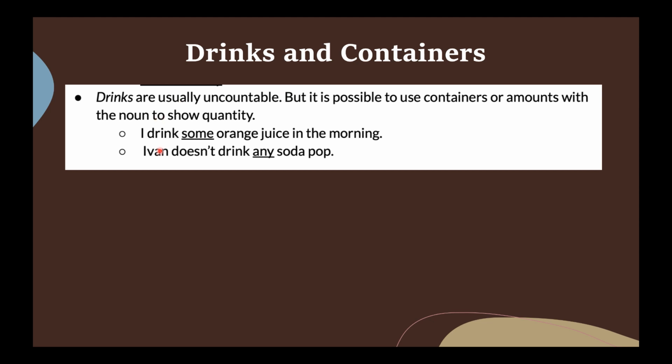이거 보여드릴게요. 조금 이따가. I drink some orange juice in the morning, right? 음료수는 some. I drink some juice. Ivan doesn't drink any soda pop. Let's look at some containers. I don't want Coke. I want Sprite. 음료수는 그냥 I don't want Coke. 특별한 게 없어요. I don't want Coke. 셀 수 없죠.